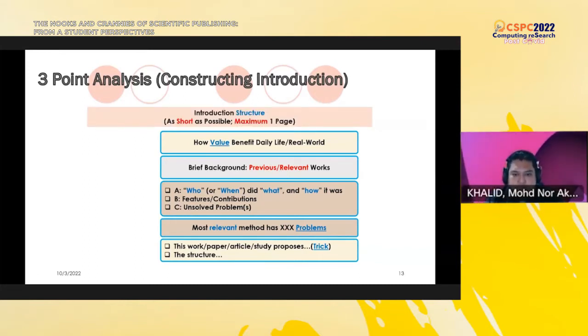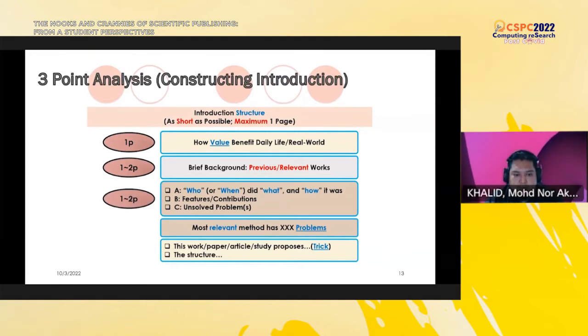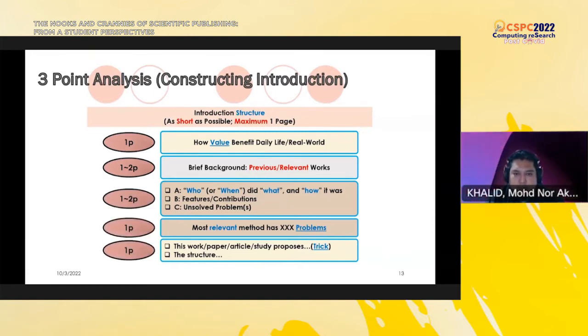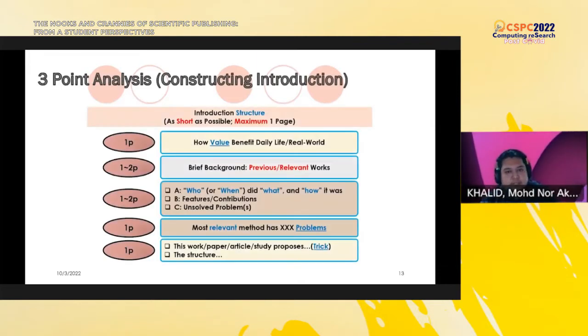So usually the introduction should be as short as possible, but try to make it at least one page. So this can be one or two paragraphs, or one and a half. Okay, so that's about the title and introduction.